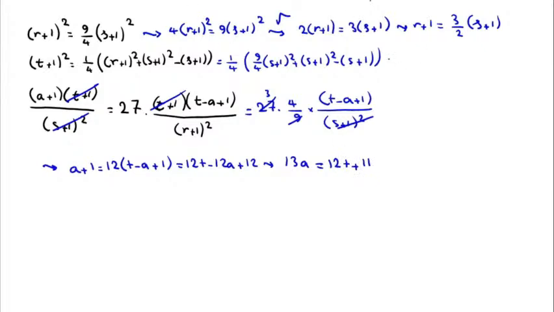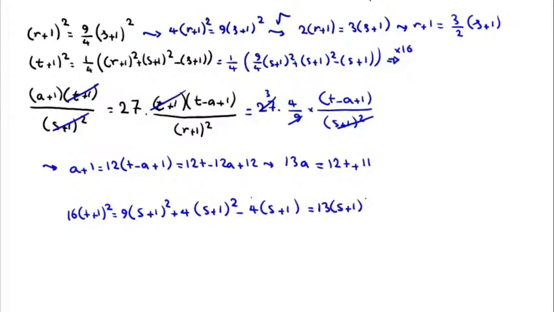Now let's simplify this part. If we multiply both sides by 16, the left side is 16 times T plus 1 squared, and the right side will be 9 times S plus 1 squared plus 4 times S plus 1 squared minus 4 times S plus 1. So here 9 plus 4 is 13 times S plus 1 squared minus 4 times S plus 1. Now we can conclude 16 times T plus 1 squared equal to S plus 1 times 13S plus 13 minus 4, which is 13S plus 9. Now the product of these two terms is 16 times T plus 1 squared. It's a perfect square.